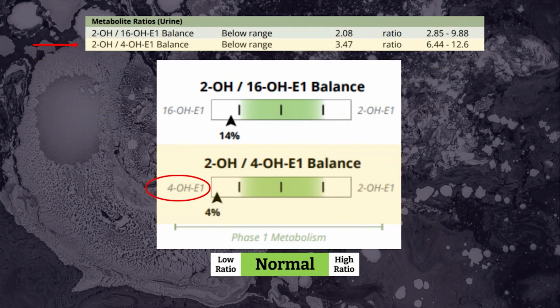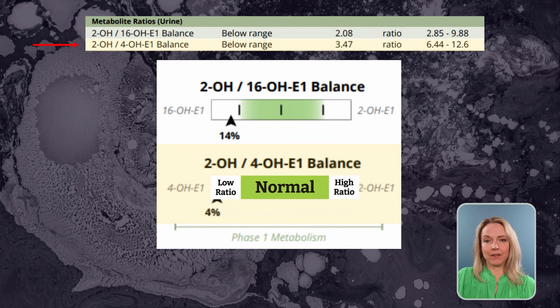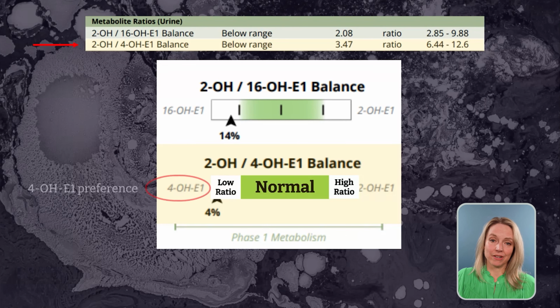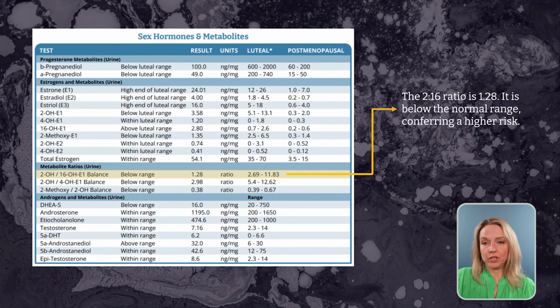Now let's do the 4-hydroxys. The 2 to 4 ratio is also below range. We can see that in the table above. Out of the entire population here, fewer than 4% of people have a worse 2 to 4 ratio than this individual. That's how you might think of it. Or 96% of people have a better 2 to 4 ratio. So this is a really strong 4-hydroxy preference. Not good.